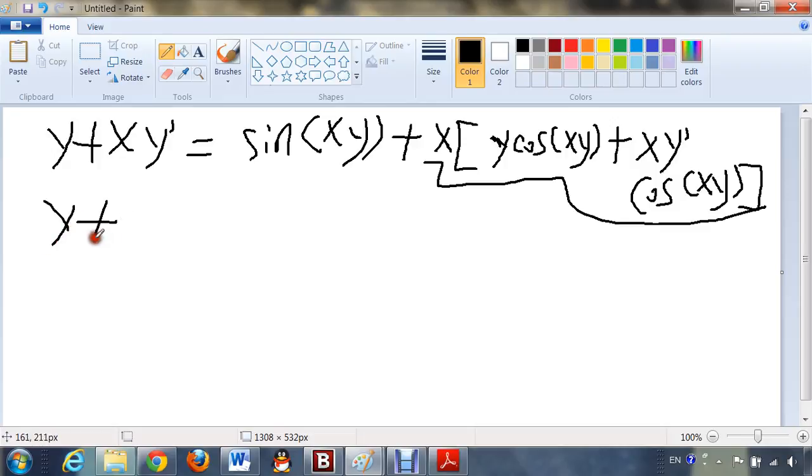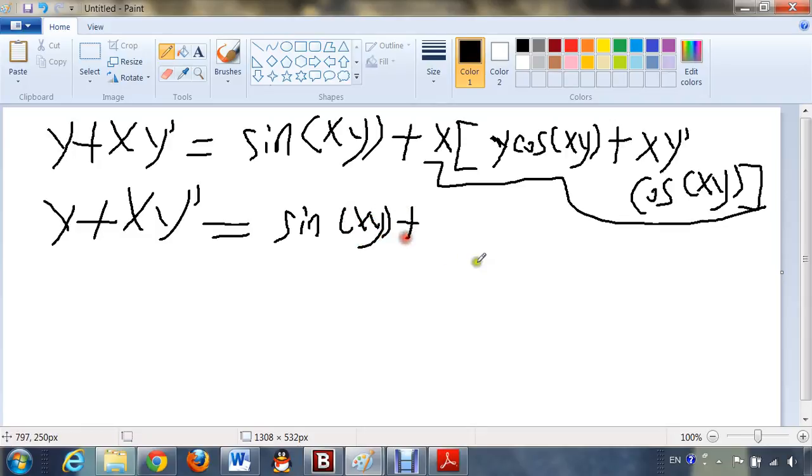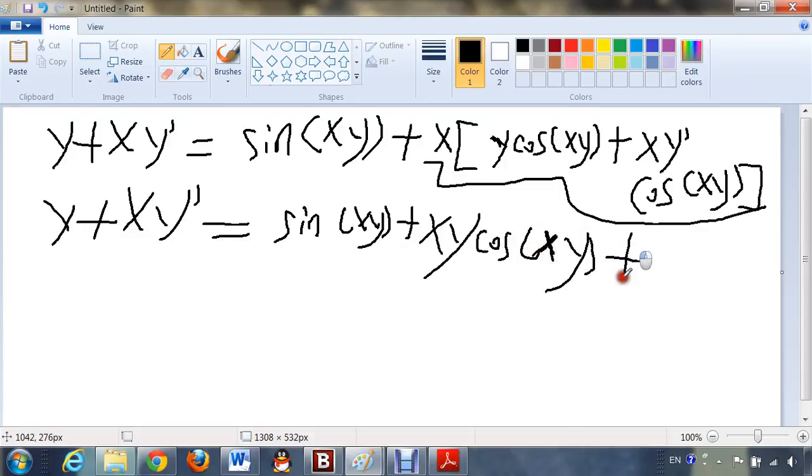Okay, let's rewrite that: x times y plus xy prime equal sine xy. Just rewriting the question right now, and now we distribute. So it will be xy cosine of xy. Sorry about my writing, because writing on a computer is really messy. Now, what would that be? Tell me. That would be just x squared y prime cosine xy.